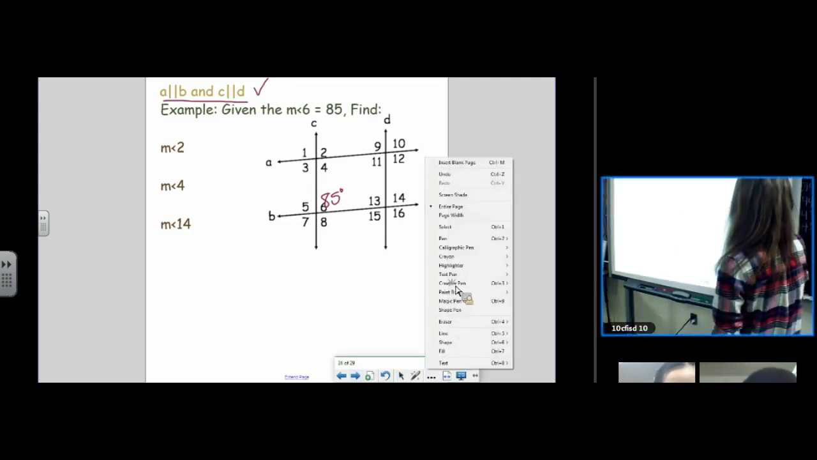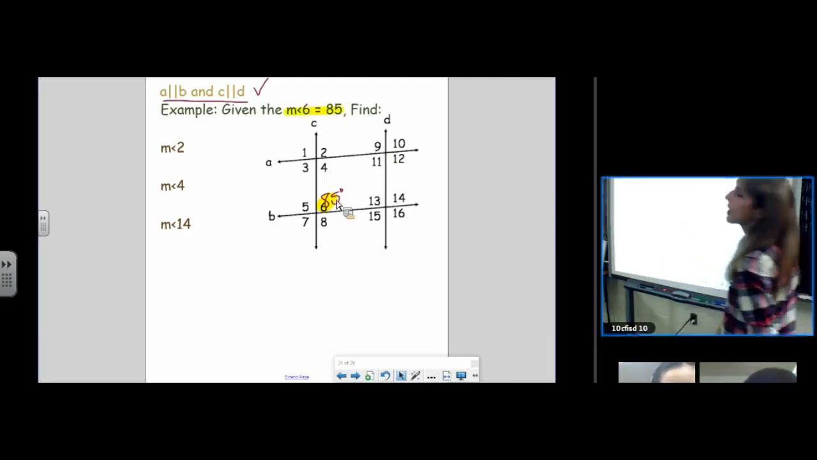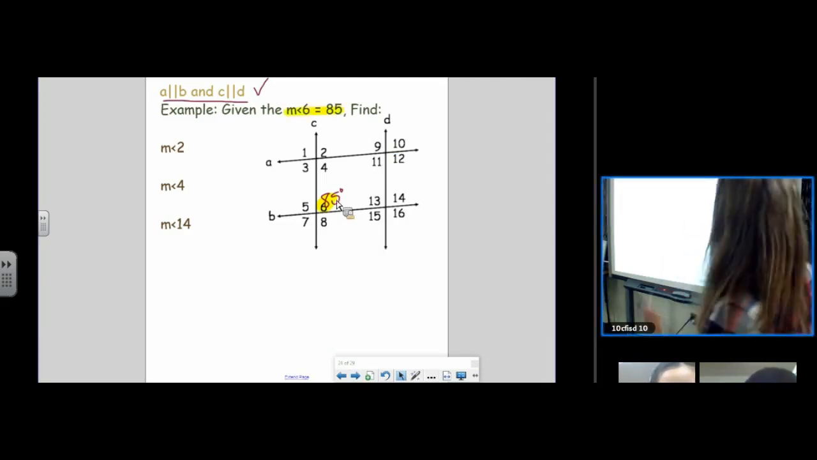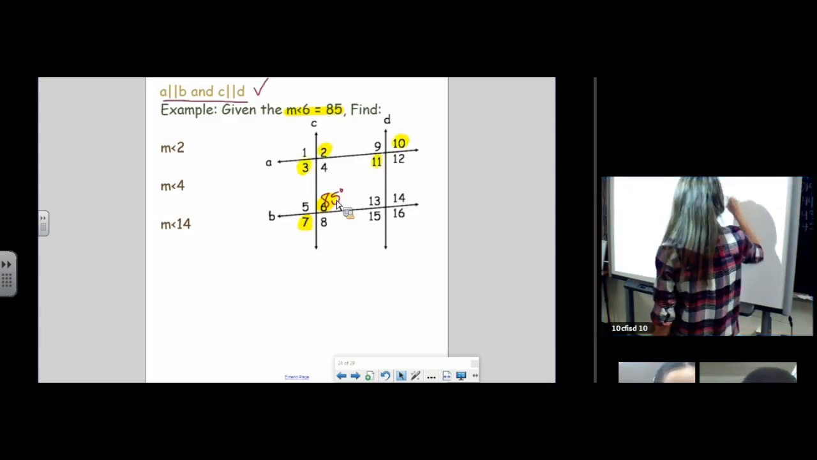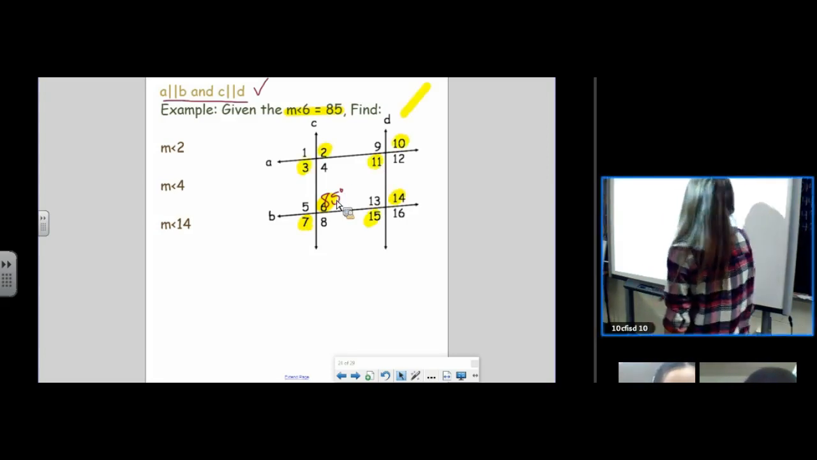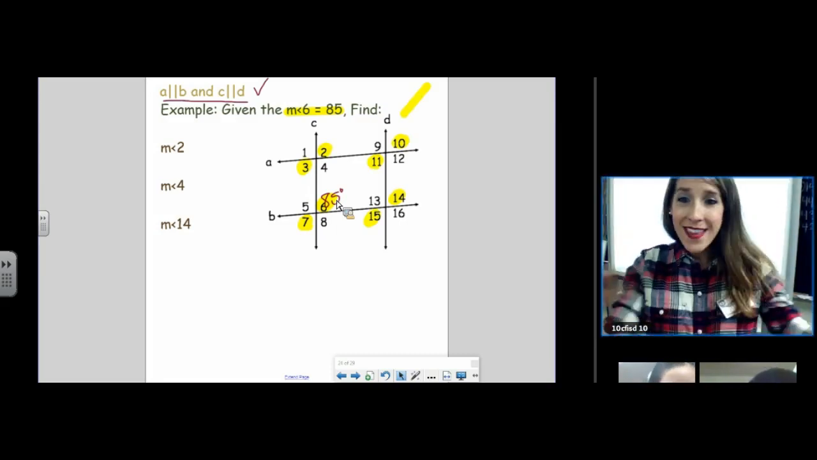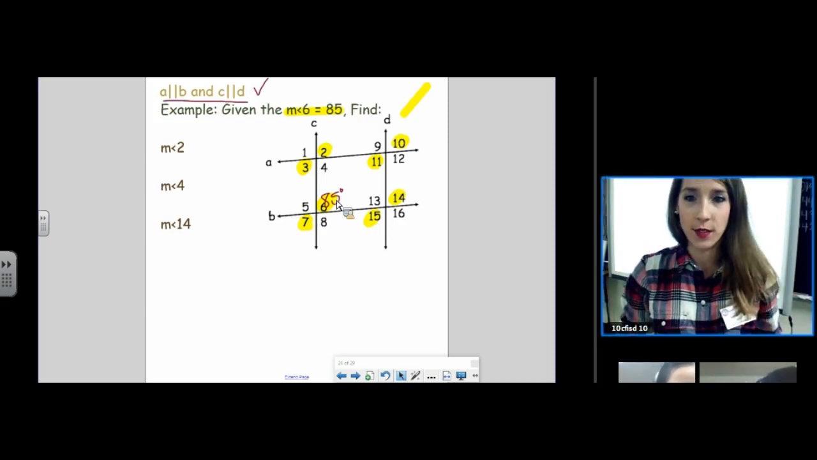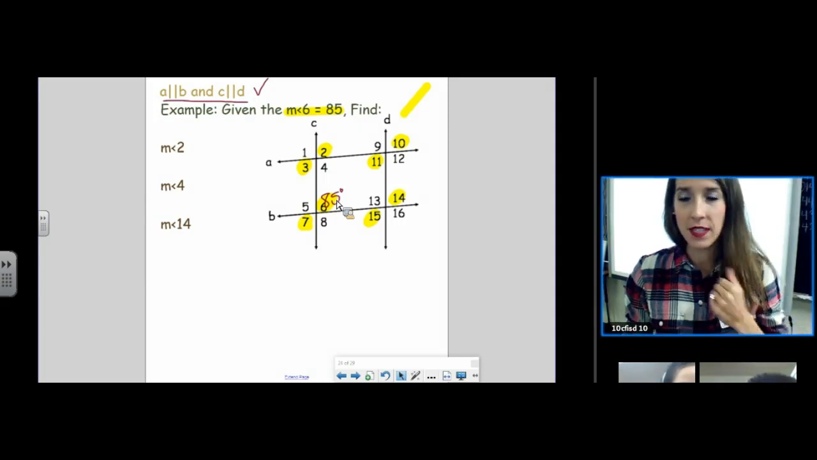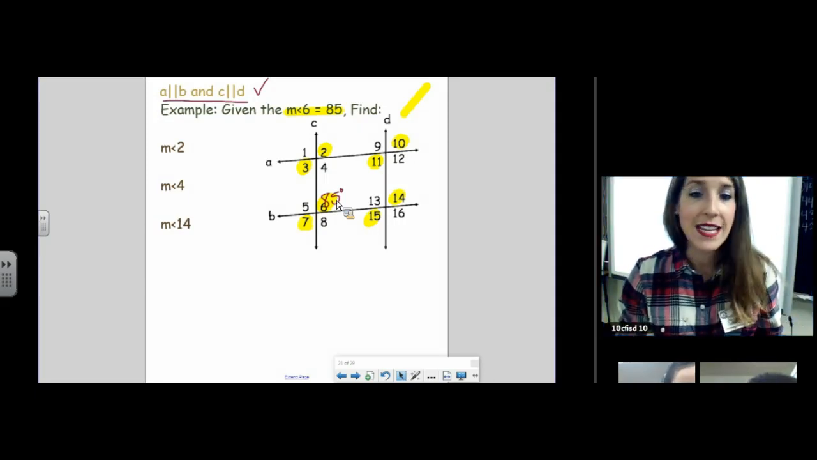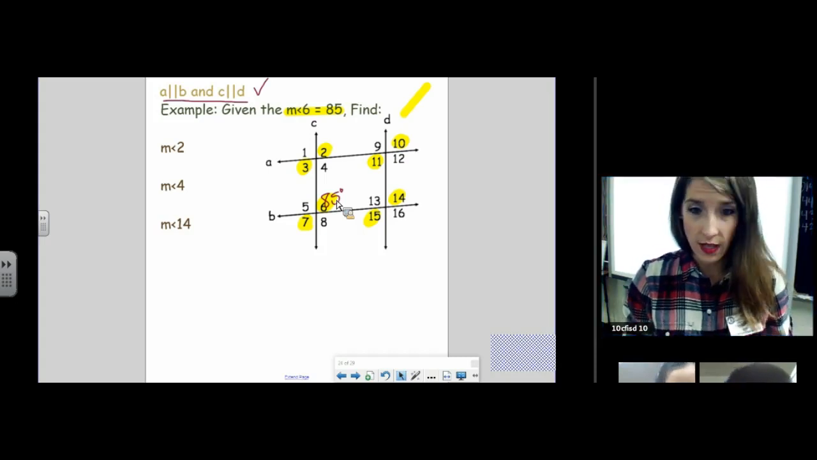You can get out a marker or a highlighter, highlight the angle you're given, and then literally go diagonally and highlight all of the angles that are in that diagonal. See? Diagonal, diagonal, diagonal, diagonal. Everything I just highlighted, those are congruent to each other. Everything I didn't highlight, those are the supplement of the ones that are highlighted. It's a neat trick that helps you literally solve for any angle quickly.